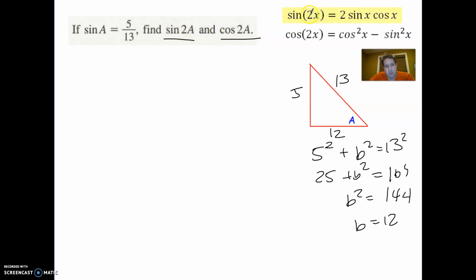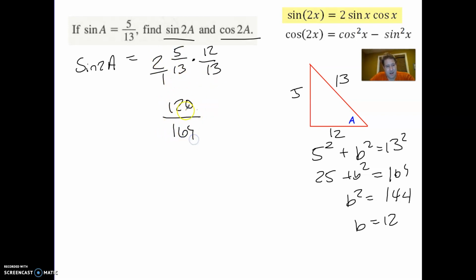Sine of 2a. So in this case, we're finding sine of 2 times a, which equals 2 times sine of x. Sine of x will be 5/13. And then multiply that by cosine, which would be 12/13. So 5 times 12 is 60. 60 times 2 is 120. 13 times 13 is 169. So there's your answer, 120 over 169.